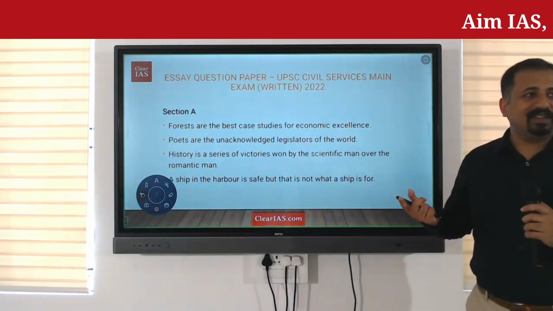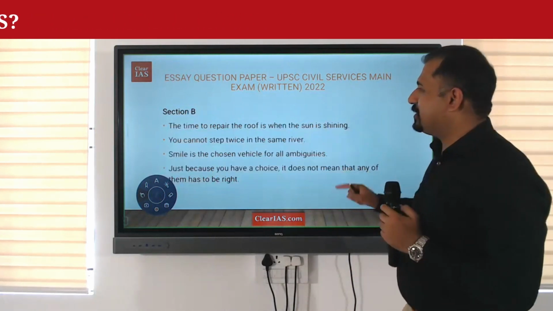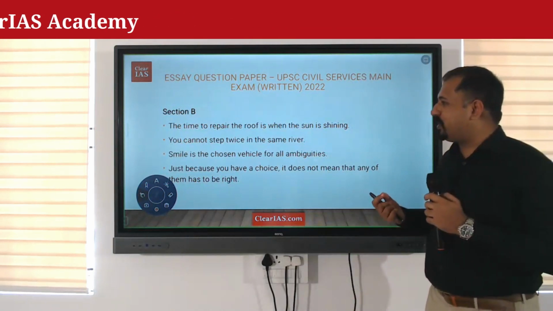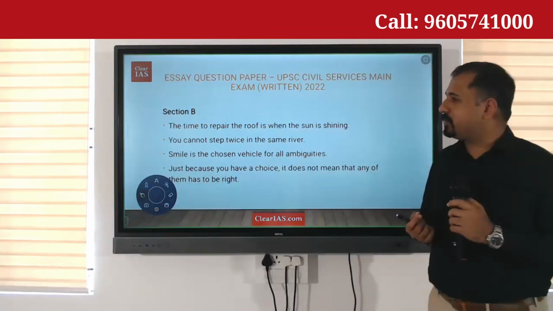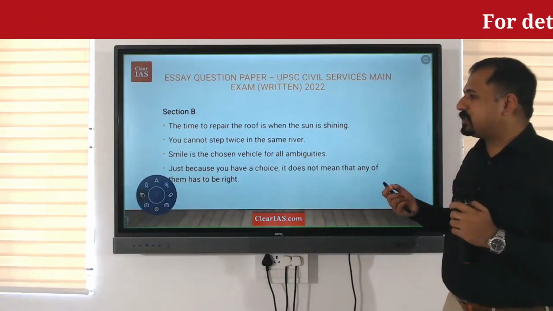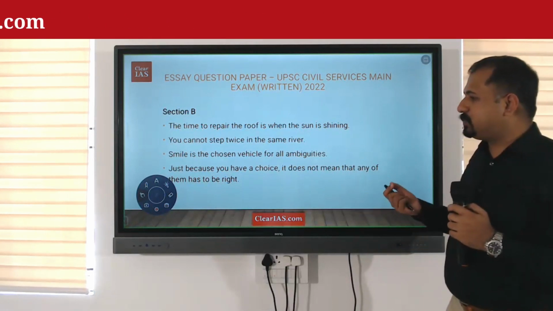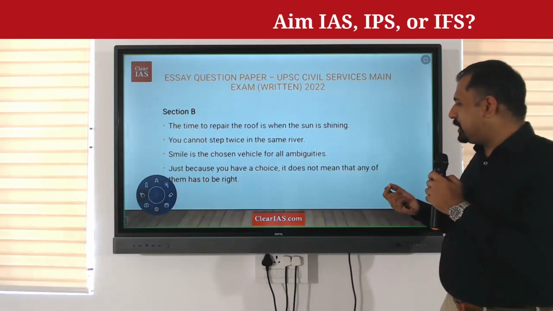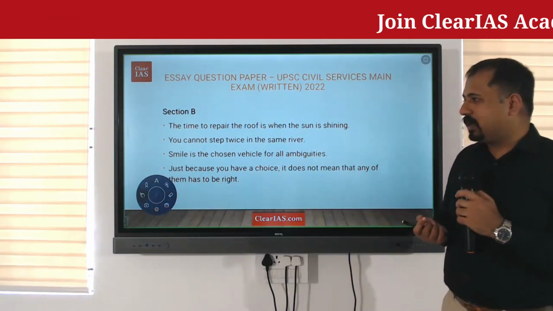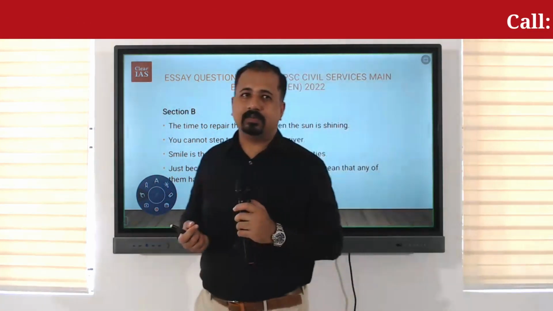Let's look at section B. Let's see whether section B is easy or not. This is section B. The time to repair the roof is when the sun is shining. You cannot step twice in the same river. Smile is the chosen vehicle for all ambiguities. Just because you have a choice, it does not mean that any of them has to be right. So this is how the essay comes now.